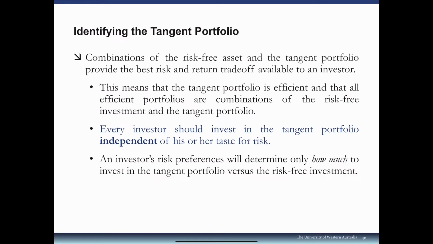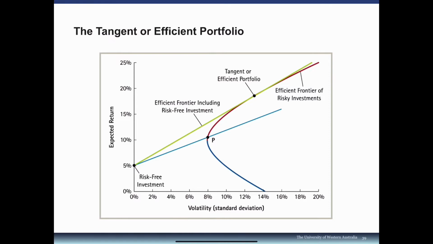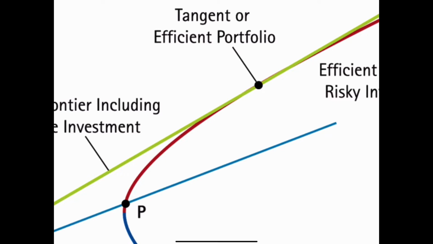So, identifying a tangent portfolio. Combinations of the risk-free asset and the tangent portfolio provide the best risk and return trade-off available to an investor. This means that the tangent portfolio is efficient, and that all efficient portfolios are a combination of the risk-free investment and the tangent portfolio. Remember, this tangent portfolio is only touching that efficient frontier at one point. It's not touching that line at any other point. You can't have two intersections, right?